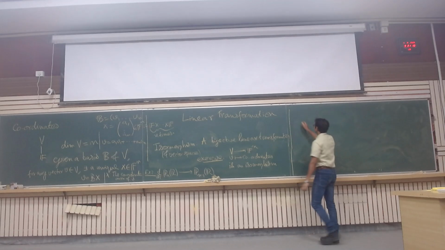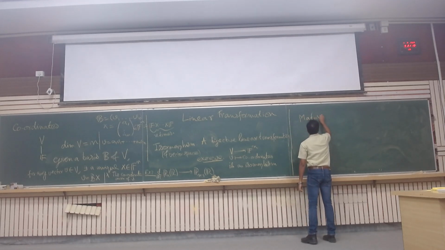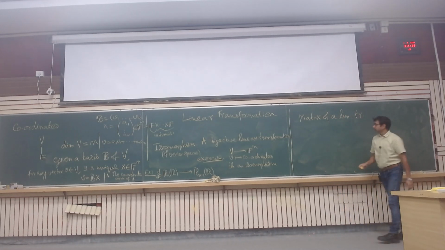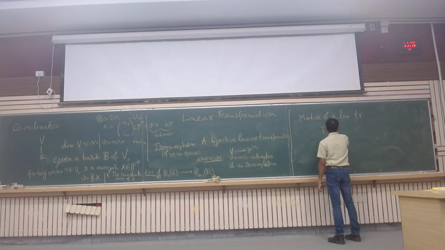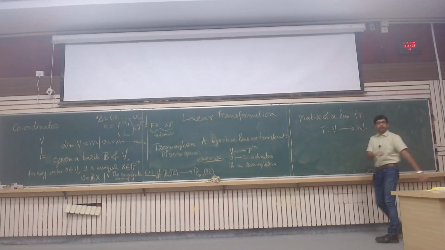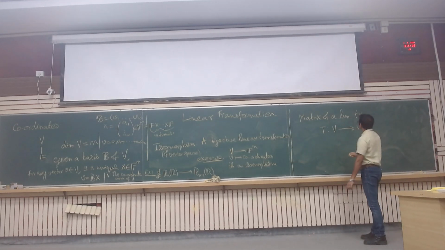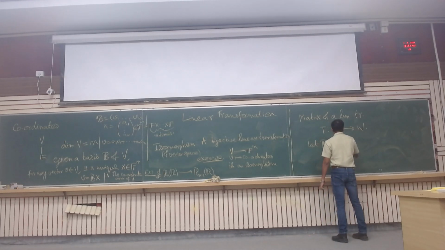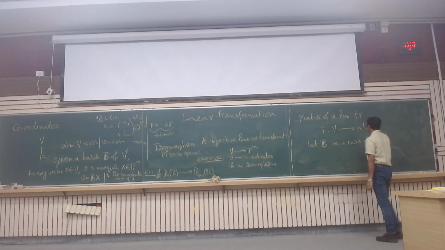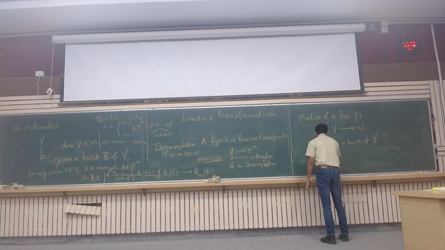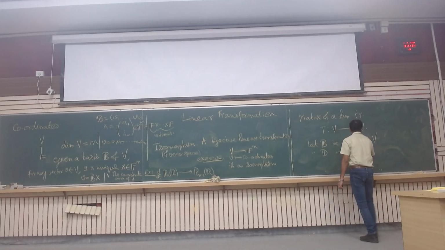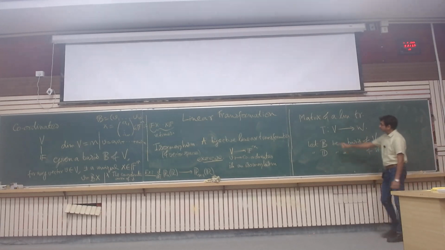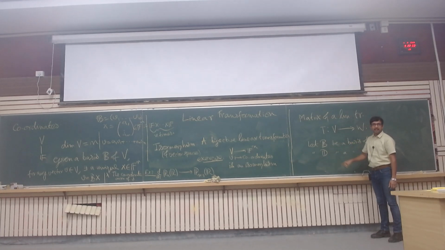Now, matrix of a linear transformation. So, suppose T is a linear transformation from V to W. Now, let B be a basis of V and let D be a basis of W. We are going to write the matrix of the linear transformation T in terms of B and D.